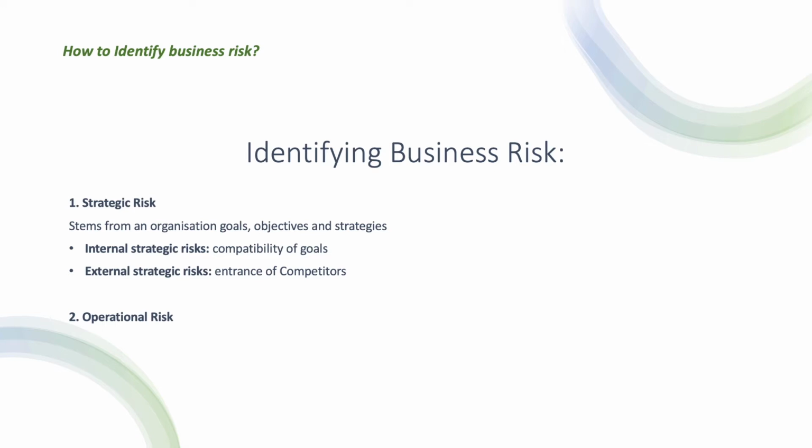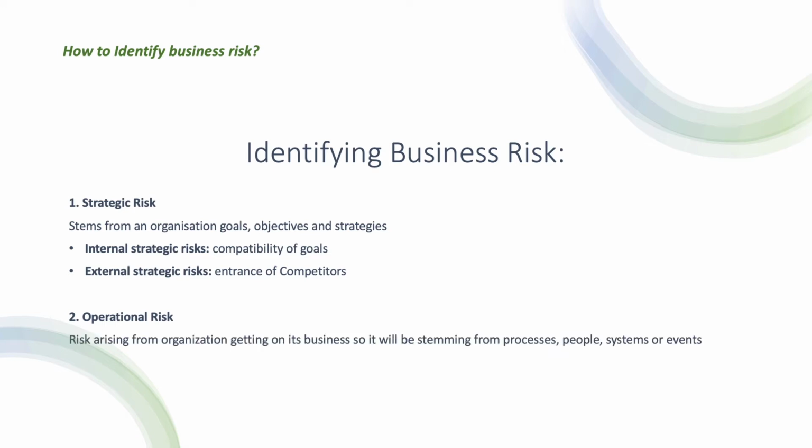What does that mean? This is risk arising from an organization getting on with its business. It means an organization is just running its business, its processes, its people and systems, or events are just happening. So what is the risk? The risk of not happening anything in the manner that it should be.